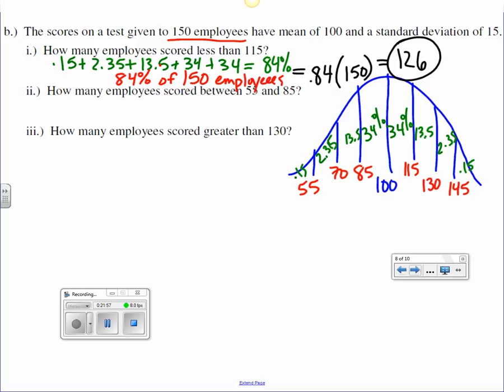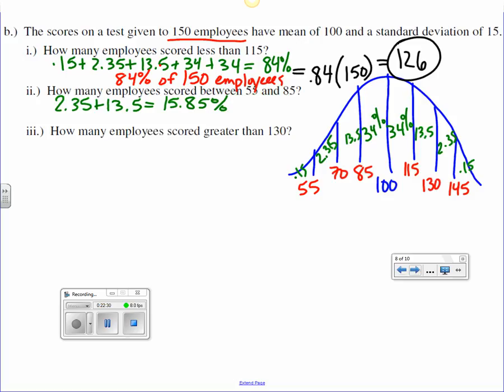So first thing I do is find my percent, 55 to 85. So I need to add what? 2.35 and 13.5. All right, that gives you, okay, that is 15.85%. What does the question ask?